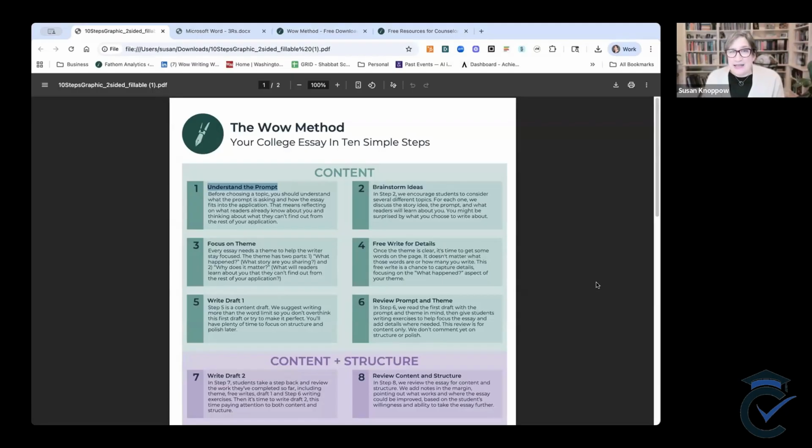And they don't get why they're writing the story. I climbed a mountain. Great, you climbed a mountain. How does that make you qualified for my college? It makes you interesting and unusual, but so what?